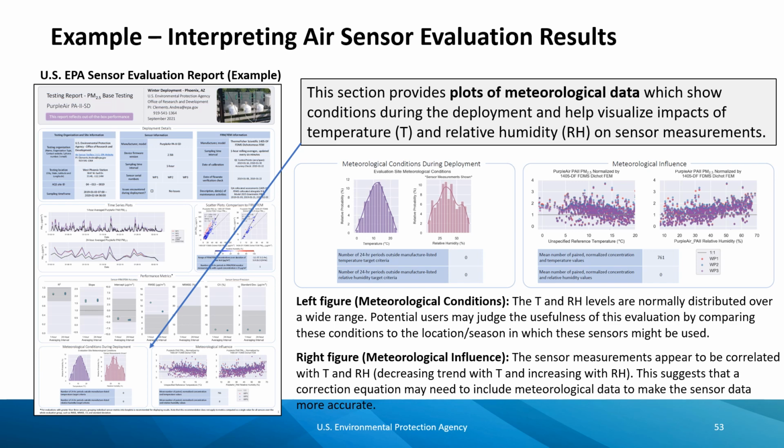The figures on the right show the sensor measurements correlated with temperature and relative humidity, with temperature decreasing and relative humidity increasing. This suggests that a correction equation may need to include meteorological data to make the sensor data more accurate.